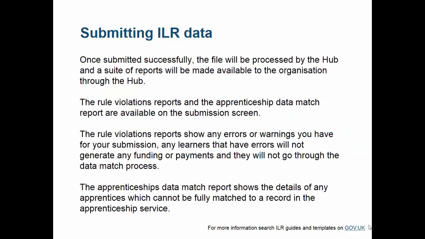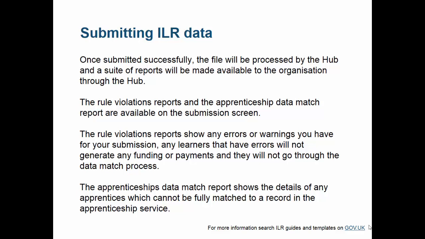Once you've successfully submitted your file, the file will be processed by the hub and a suite of reports will be made available to the organisation. The rule violation reports and the apprenticeship data match report are published on the submission screen. The rule violations report shows any errors or warnings you have for your submission. Any learners that have errors will not generate any funding or payments and will not go through the data match process. Any learners that have warnings only will go through data match and will generate payments, but we do advise that you review the data to ensure that you're confident it's correct.